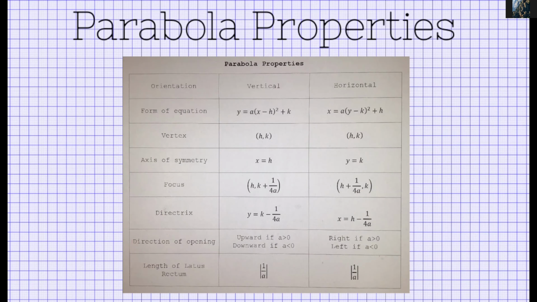Now from here, we jump onto the properties of a parabola. We have the vertex, we have the axis of symmetry, focus, directrix, the direction of the opening, and finally the length of the latus rectum. Now, in order to understand these concepts and these properties, let's take a look at them graphically.